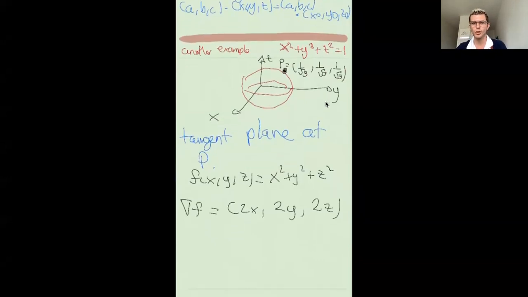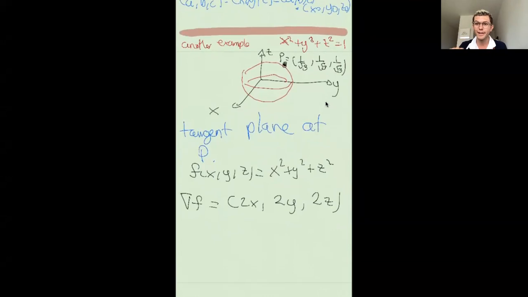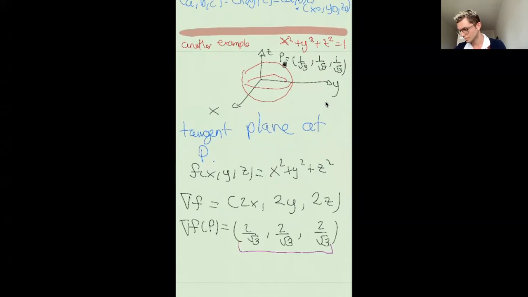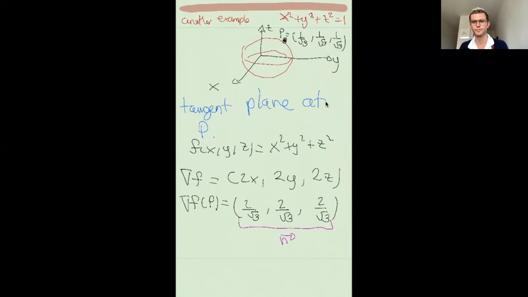And so the gradient evaluated at the point is (2 over root 3, 2 over root 3, 2 over root 3). And that's the normal vector, okay? So far, so good. So these are our coefficients A, B, C of the normal vector, okay?